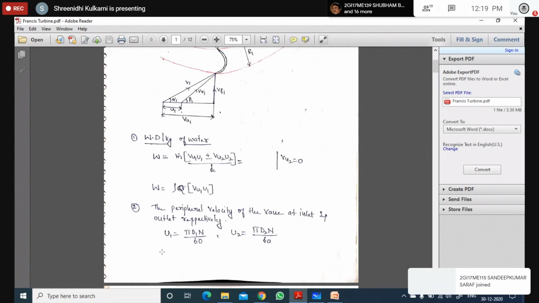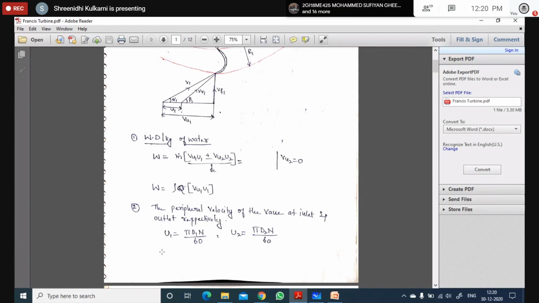So next, the second one, we want the peripheral velocity or the blade speed velocity. For that, U1 is equal to pi D1 N divided by 60. Next, U2 is equal to pi D2 N divided by 60. And always remember in Francis turbine, U1 is greater than U2.